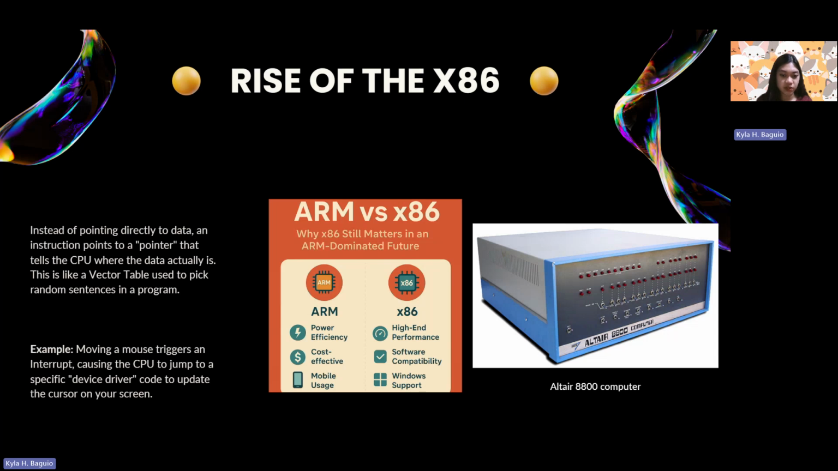ARM can also be used with Windows support, but it is more complex in that use compared to x86. The x86 has high-end performance, so it can process more complex data compared to ARM. It has strong software compatibility, whereas ARM is more complex to use with Windows-type support.